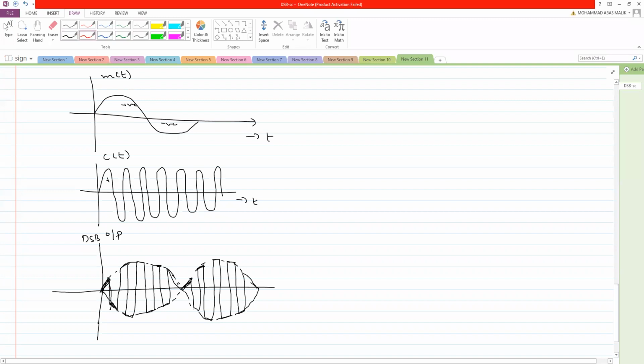In this period, D1 and D2 are conducting. Two diodes are conducting. And in this negative period, you can say D3 and D4 are conducting, and hence this shape. And this is the shape of the double sideband output, how it will look like. Double sideband suppressed carrier output.